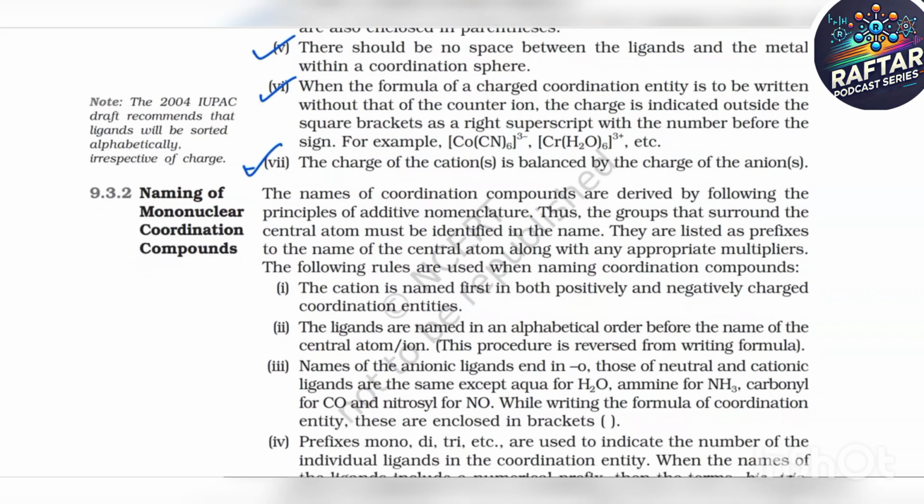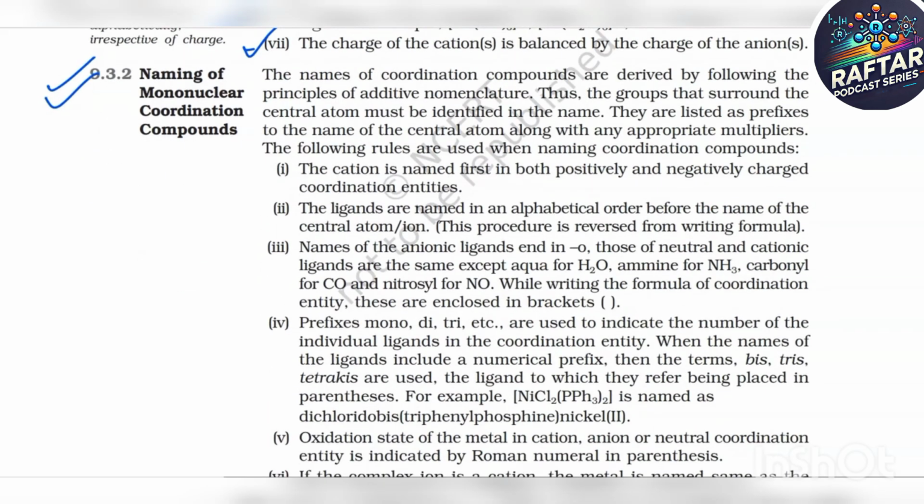5.3.2 Naming of mononuclear coordination compounds. The names of coordination compounds are derived by the following principles of additive nomenclature. Thus, the groups that surround the central atom must be identified in the name. They are listed as prefixes to the name of the central atom along with any appropriate multipliers. The following rules are used when naming coordination compounds.